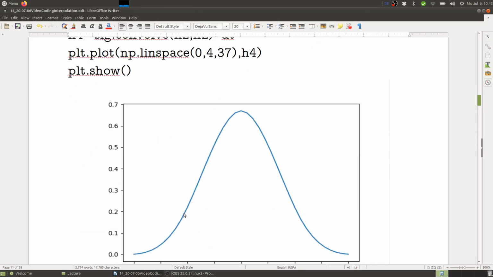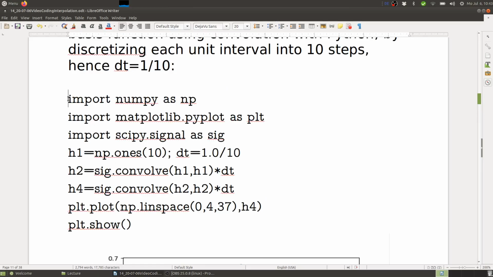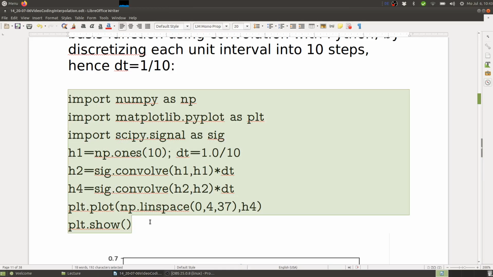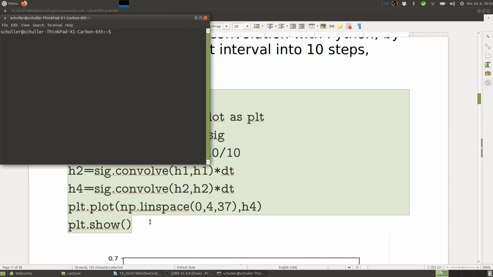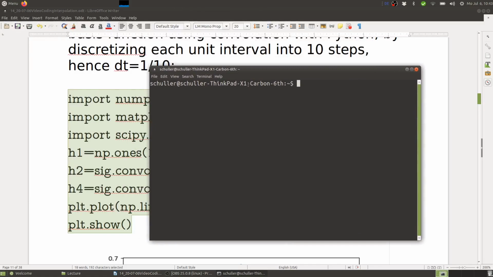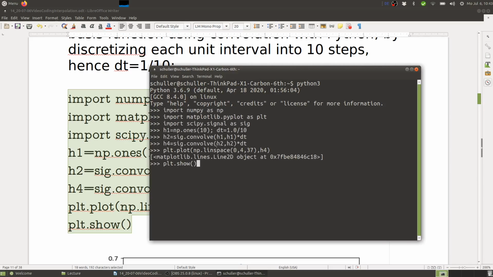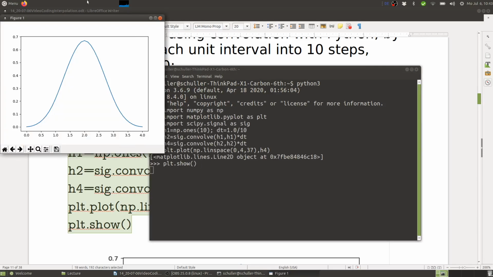And this is the result. So I can simply copy and paste this code example, open a terminal window, and simply start Python 3. So now we are in interactive mode, and now I can paste, and then it executes it, and here it shows it, and here we go.